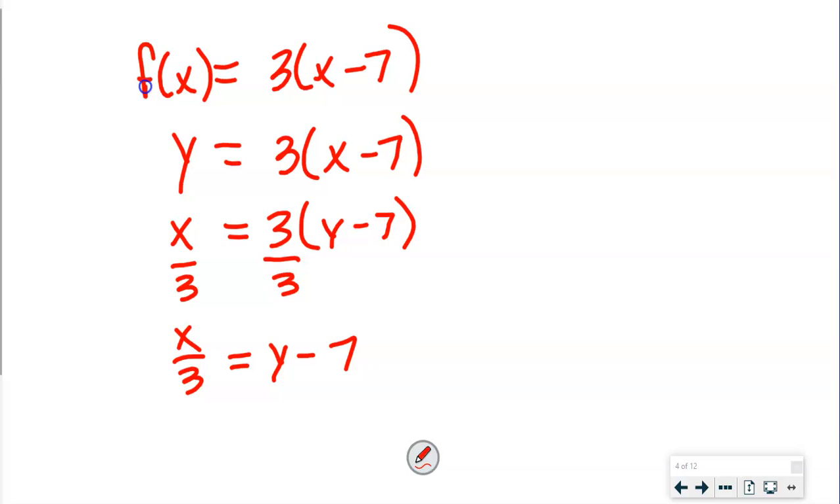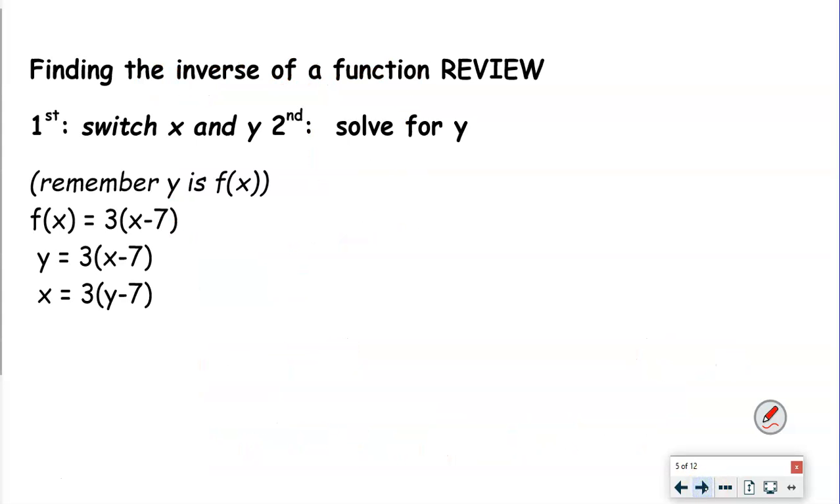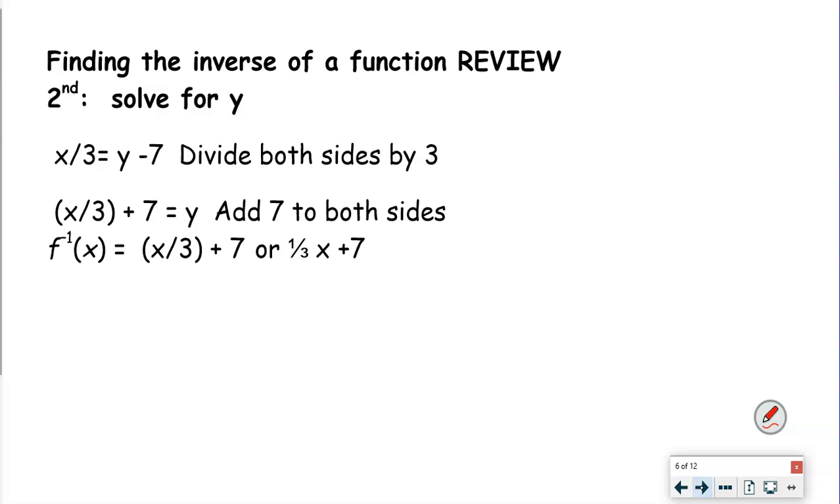And then we're just going to add 7 to both sides. So it's going to be x over 3 plus 7 equals y. Or we could also say it's 1/3 of x plus 7 that's equal to y. So these are the inverses, or we could also say it's f to the negative 1 of x. You can put that instead of the y, okay? That's what inverse means, f to the negative 1 of x. So now, that's all that was here on y'all's paper. I just worked it out so you guys could see me doing it.